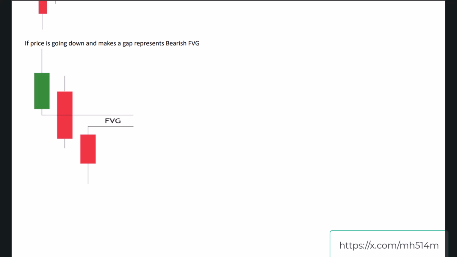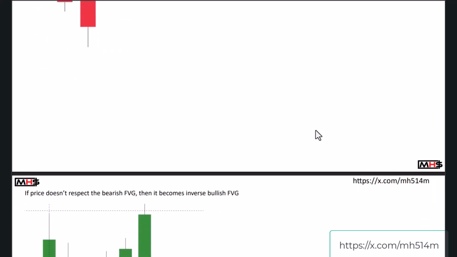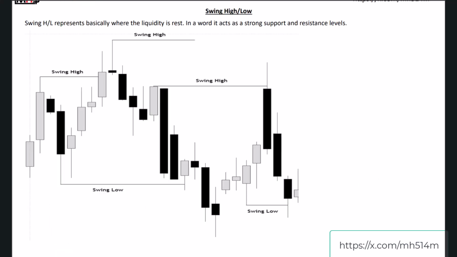Next we will talk about swing high and swing low points. Swing high and swing low represent where the liquidity is raised. In a word, it acts like strong support and resistance levels. Here we can see price creates a new higher high and aggressively moves to the downside. That means price creates a swing high.